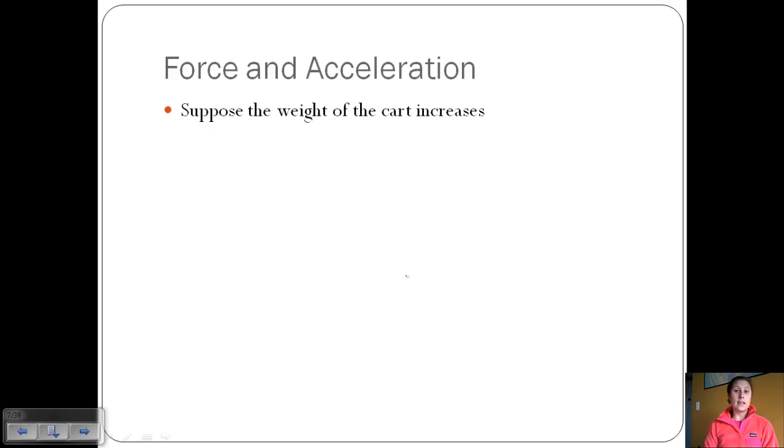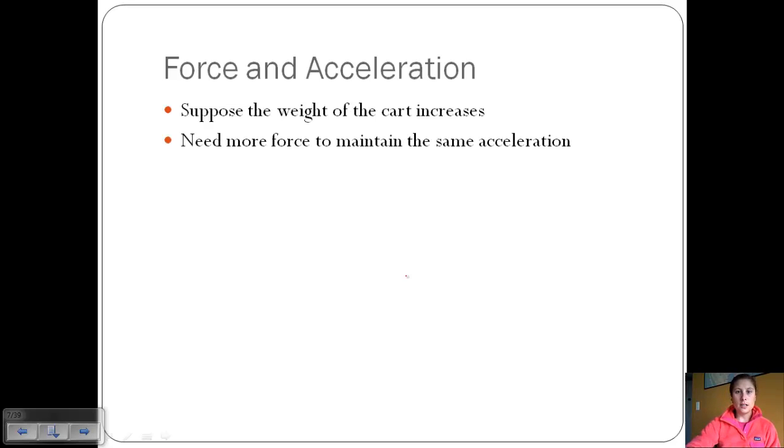Okay, so now let's say that we add in the concept of mass. So we're going to increase the weight of our cart. Well, think of it like if you're pushing a cart down the hallway and then someone jumps on the cart, you're going to slow down. So you would need more force to maintain the same acceleration.